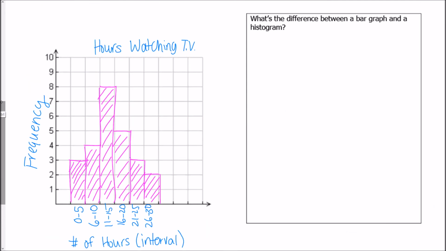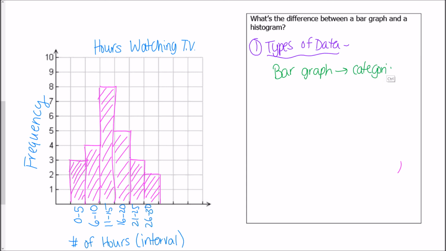So we need to talk about the difference between a bar graph and a histogram. The first difference talks about the types of data. A bar graph is going to use categorical data. An example would be donuts. There's plain donuts, you could have frosted donuts, you could have jelly donuts, so on and so forth.